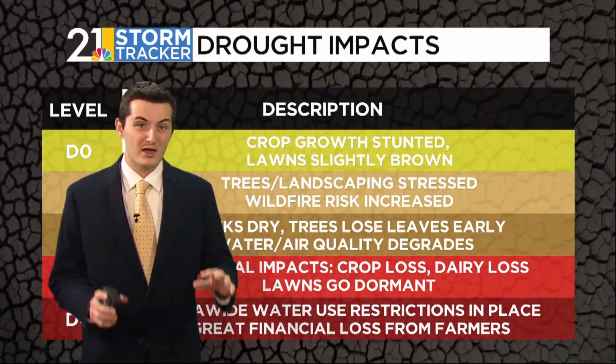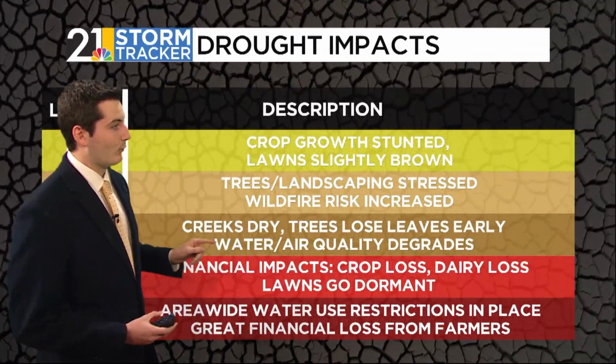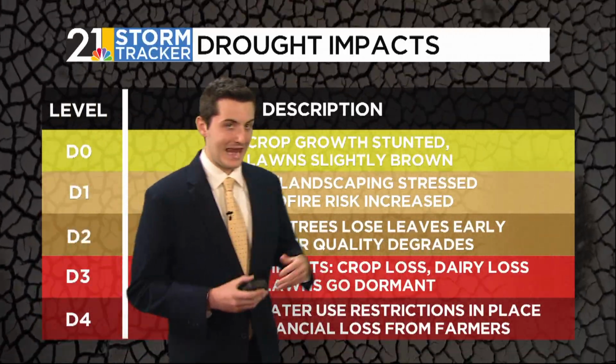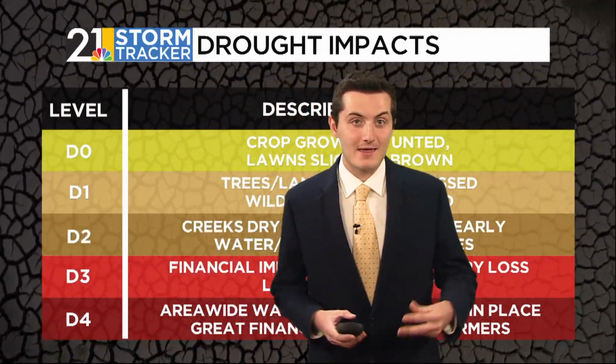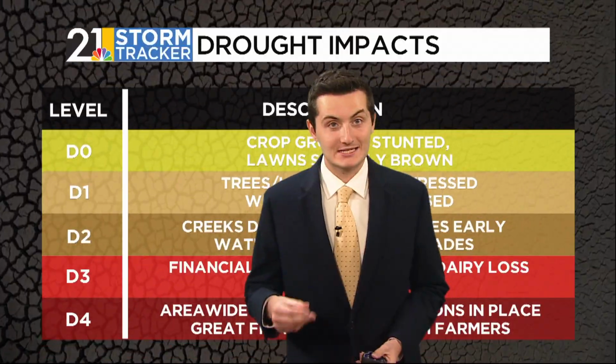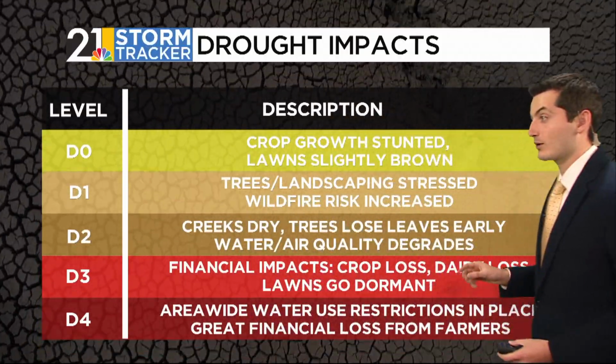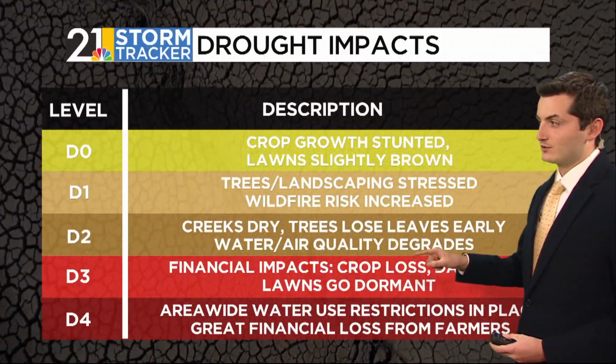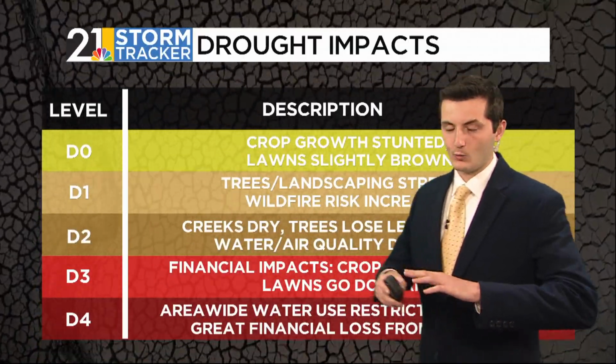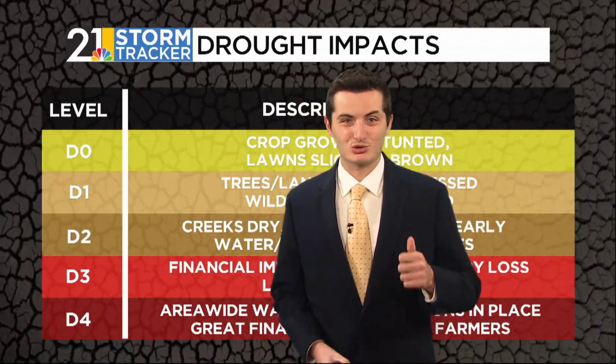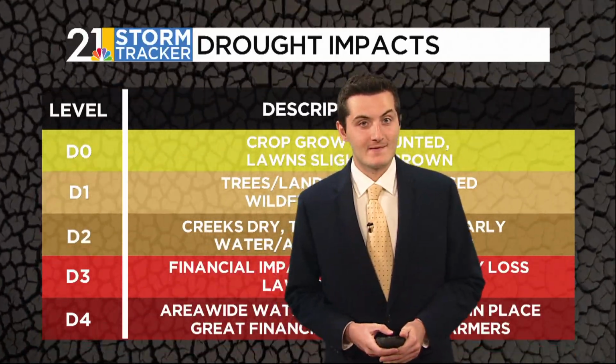Once you get to severe drought, that D2 category, now you have hydrologic impacts: the creeks dry, the river levels go down, water quality degrades. Then you're starting to get to the everyday impacts with extreme and exceptional drought, that D3 and D4: financial impacts, area-wide water use restrictions, and an extreme amount of wildfire risk in those areas.